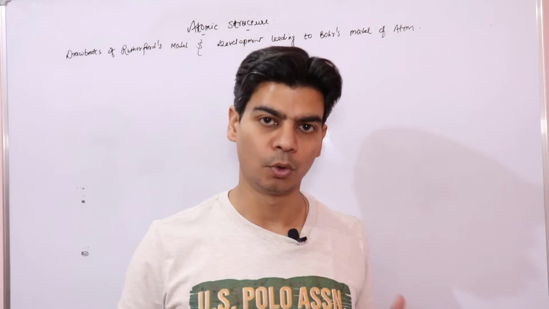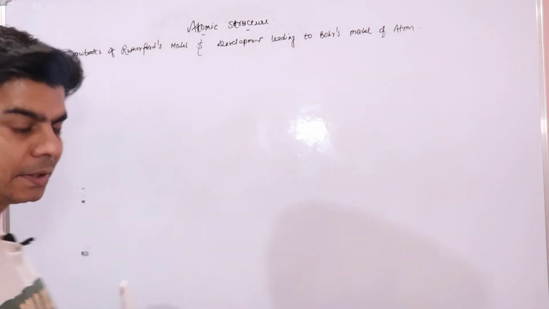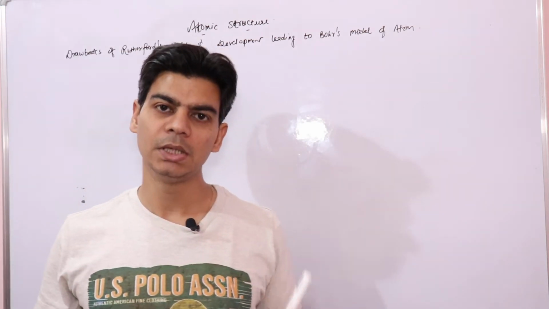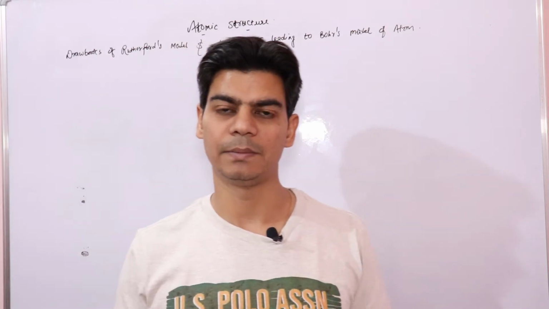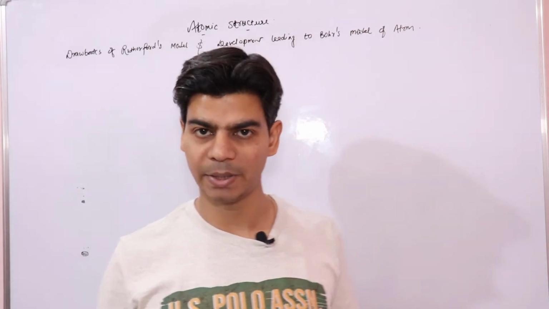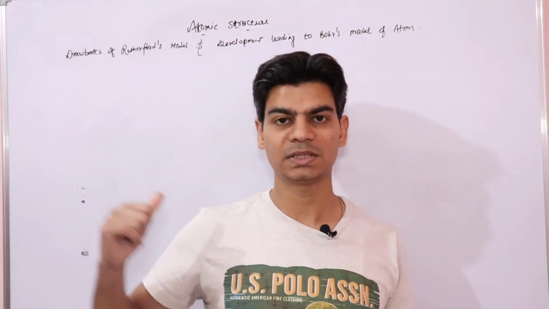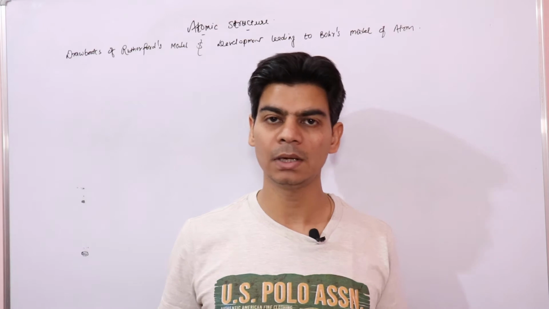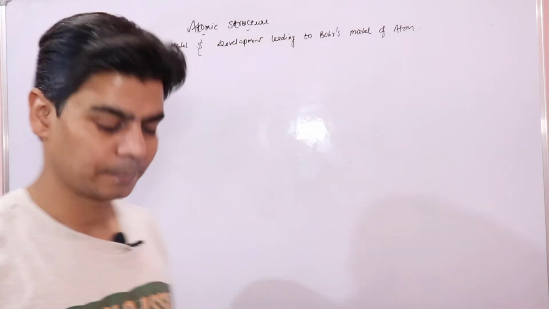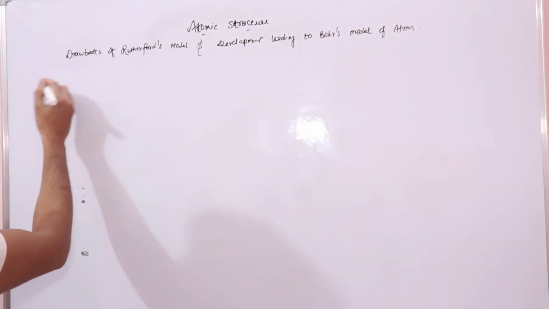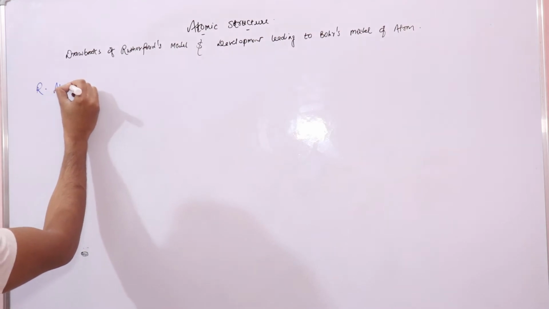Right. The Bohr's model of atom. Rutherford, before declaring his model of atom, carried out a famous experiment which we call Rutherford's scattering experiment, or alpha particle scattering experiment. And based on the observations of his experiment, he declared his model of atom, right. And we'll call it the Rutherford atomic model.